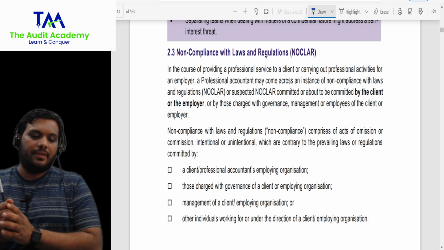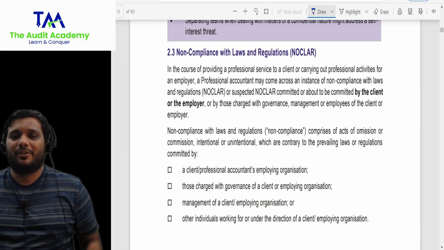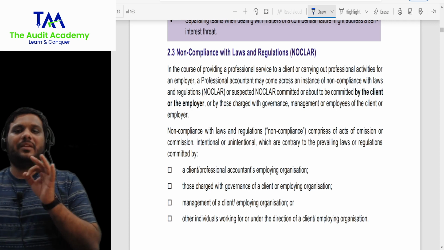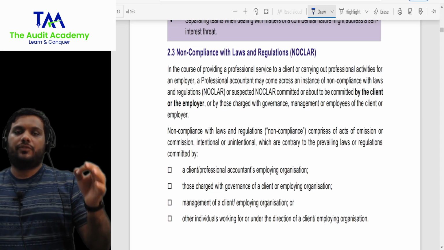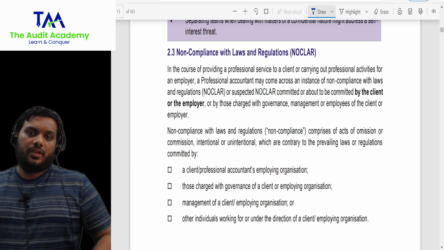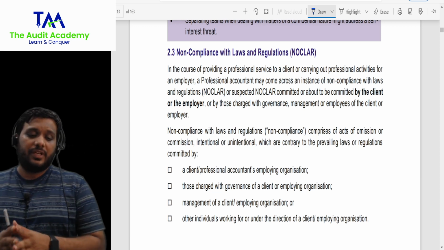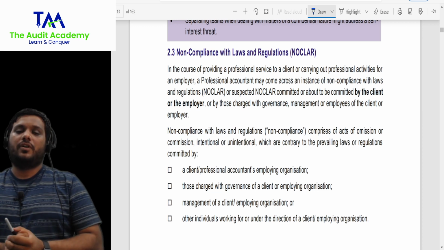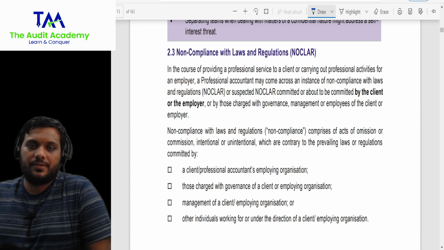All right, so quickly I will take you through all the discussions, but one disclaimer, no, I'm not giving a disclaimer of opinion. One disclaimer before you continue with this video. It is very important that you have studied SA 250, Consideration of Laws and Regulations in an Audit of Financial Statements. Then you will understand the real flavor of how different this is, NOCLAR, non-compliance with laws and regulations.